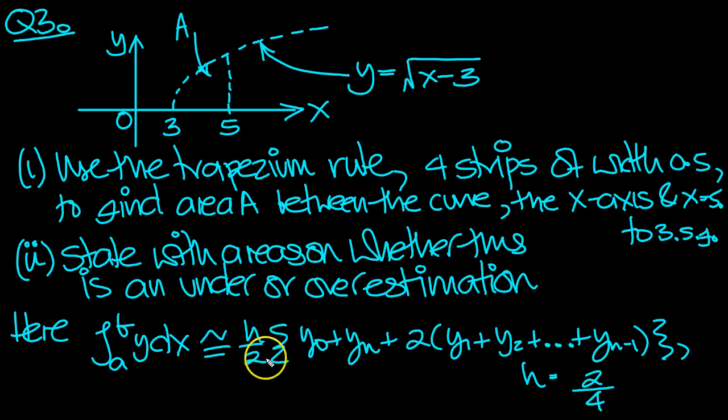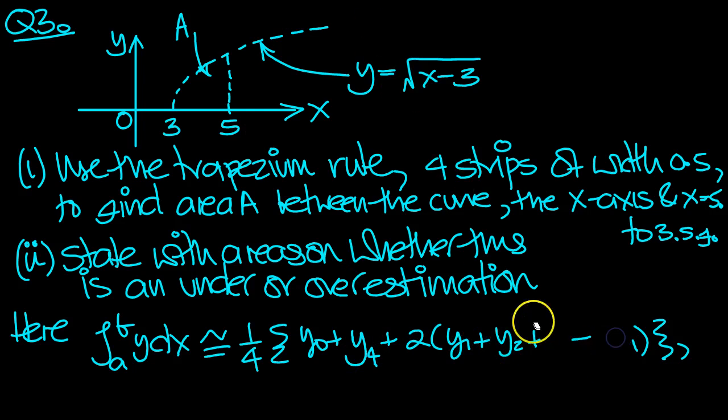And then we've got h over 2 in the formula here. So it's a half over 2, which is a quarter, so we can replace that by a quarter. We already know that h is a half anyway. Now n is 4, so let's put y4 there, and then it's 2 times y1, y2 and y3. So there's our formula.